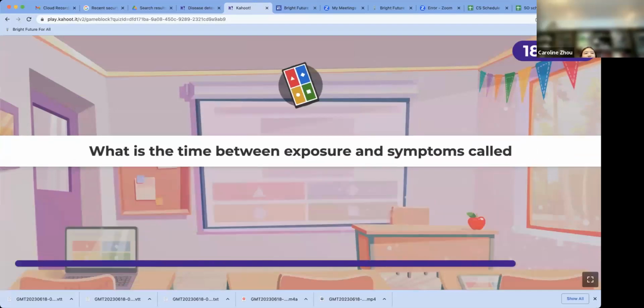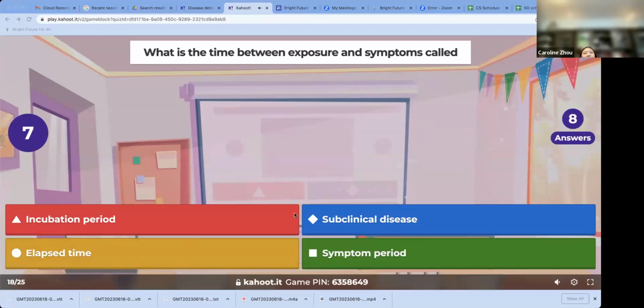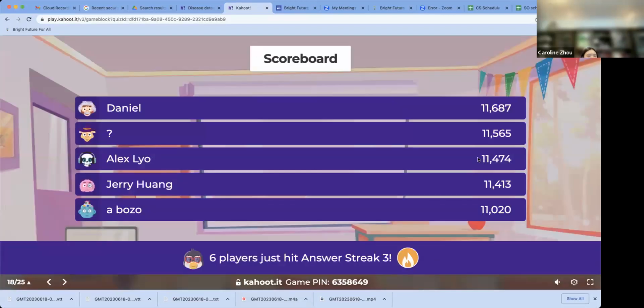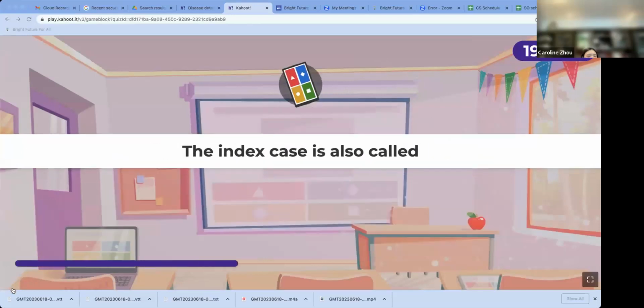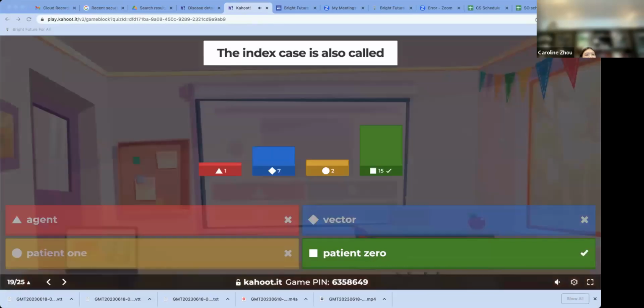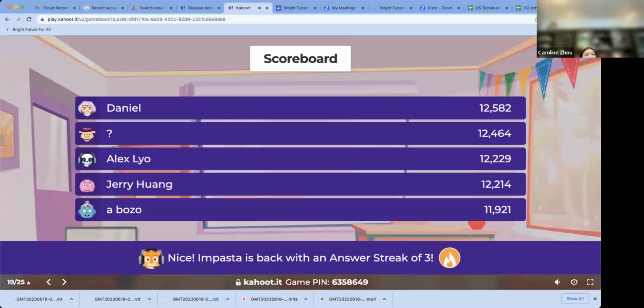What is the time between exposure and symptoms called? Oh, it's called the incubation period. The index case is also called patient zero.